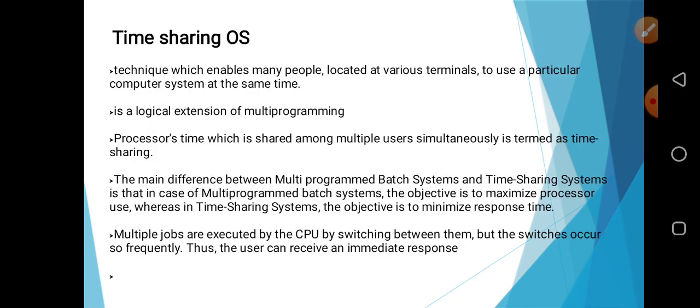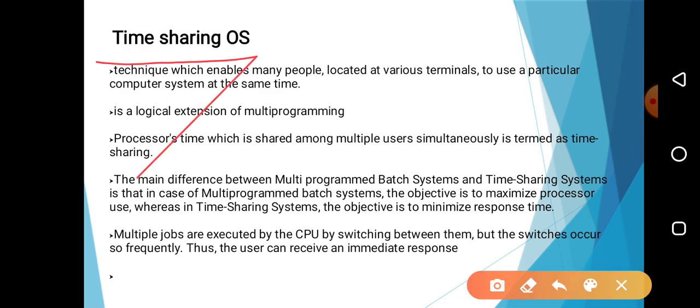The next one is the time sharing OS. Time sharing OS enables various people located at various terminals to use a particular computer system at the same time. Time is shared. Therefore, time is shared in this system. This is an extension to multi-programming. That means multiple tasks or multiple programs are executed, but processor time is shared among multiple users simultaneously.